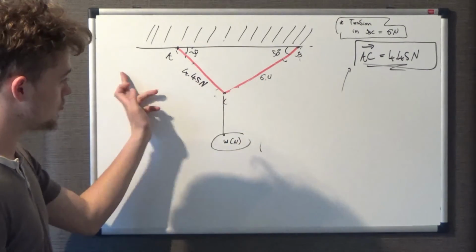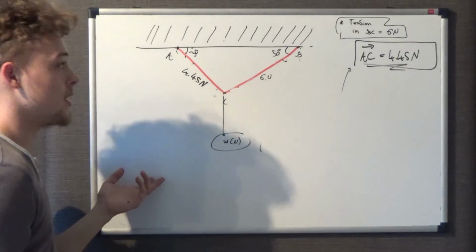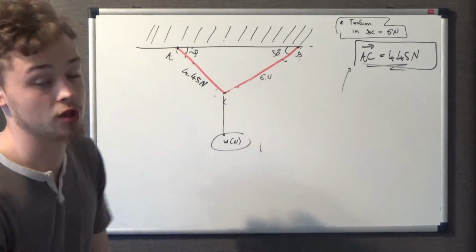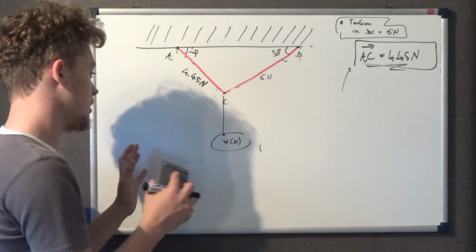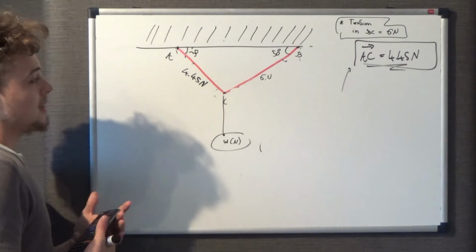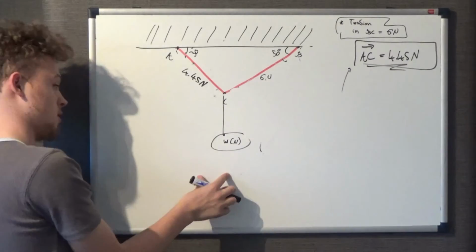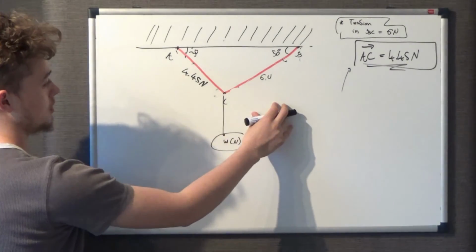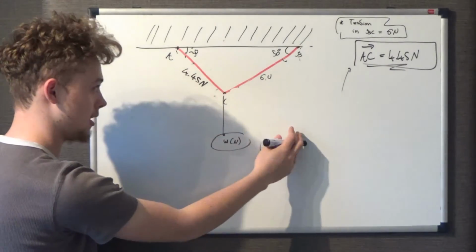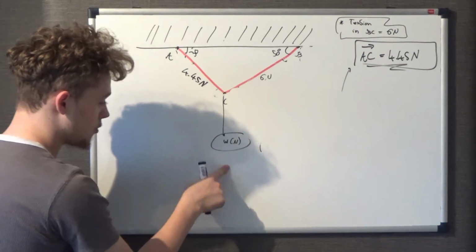Now each rope has its own vertical component, and they are likely to be different. If they're the same, it's just a coincidence, but they're very unlikely to be the same. As they are both holding this weight up, the vertical component of B and the vertical component of A, there's nothing else holding it up apart from these two ropes, so they're going to be equal to the weight.